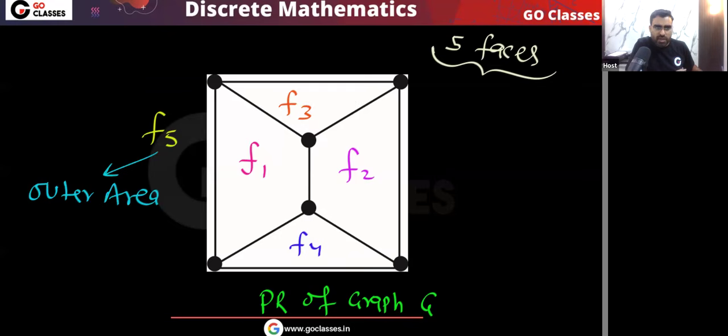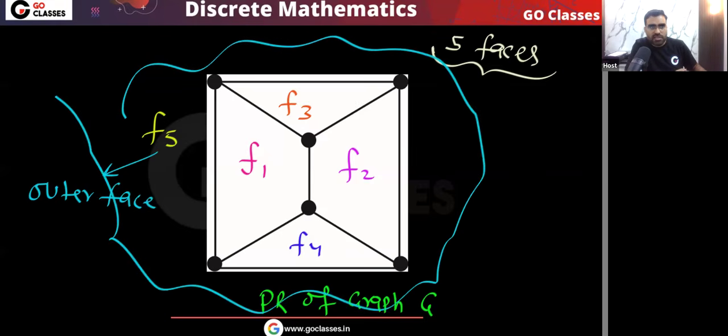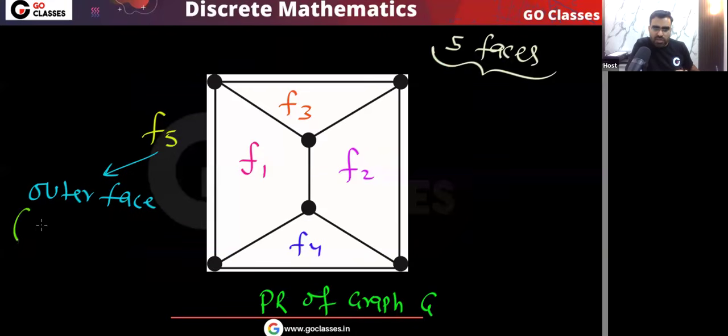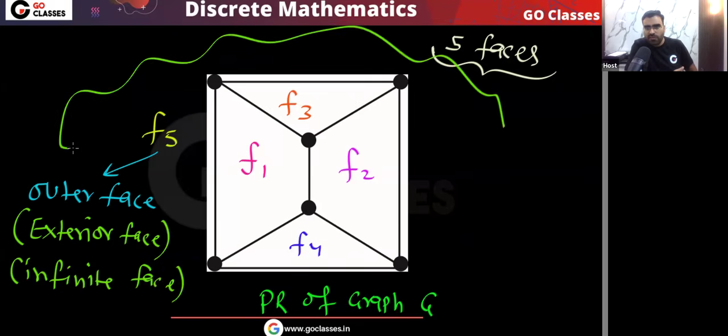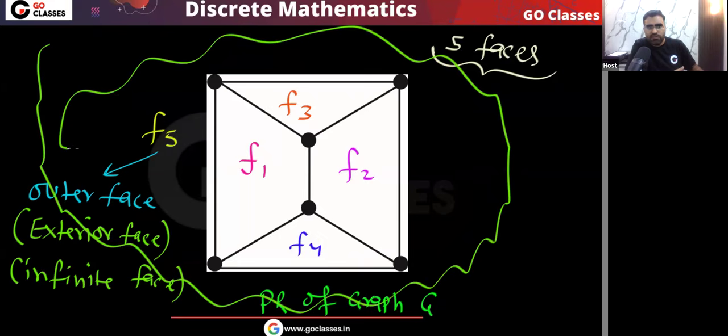There is only one outer area, or I can say there is only one outer face. This F5 is called the outer face. Is this clear? Very simple. You can call it outer face, exterior face, or infinite face. Because remember, this is the infinite face.